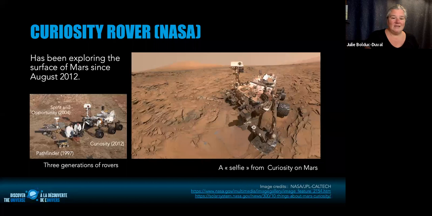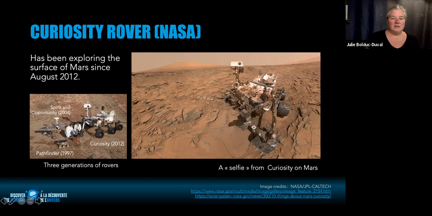You might have heard about other rovers on Mars. There have been 3 generations of rovers so far. Pathfinder in 1997 is the one we see in the movie The Martian. I really like that movie, by the way. It was very well done. The main character finds Pathfinder at some point buried in the sand.